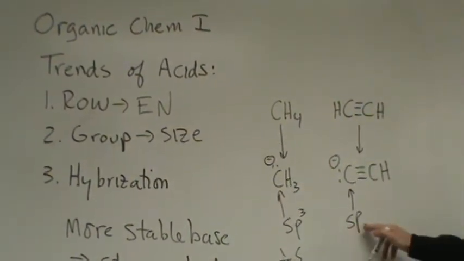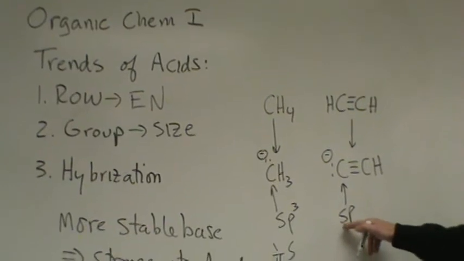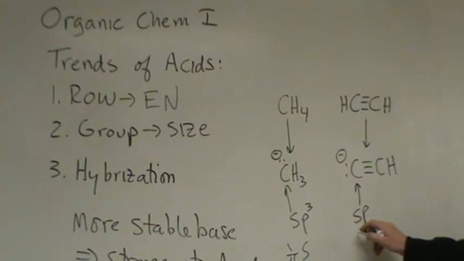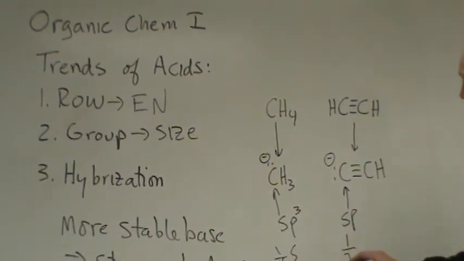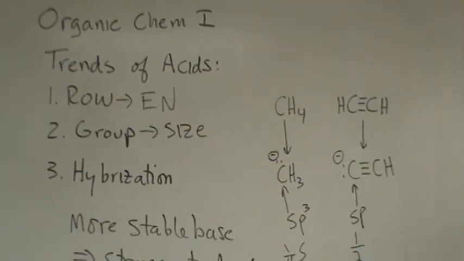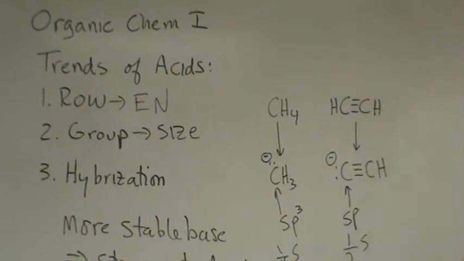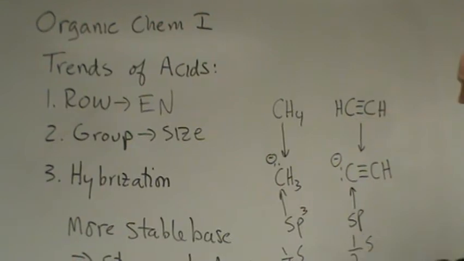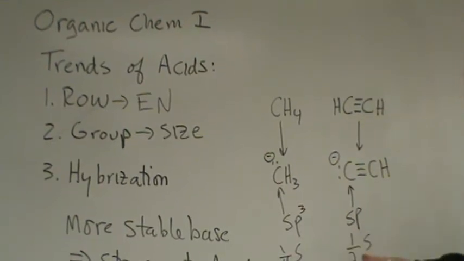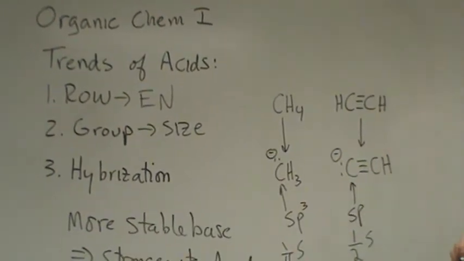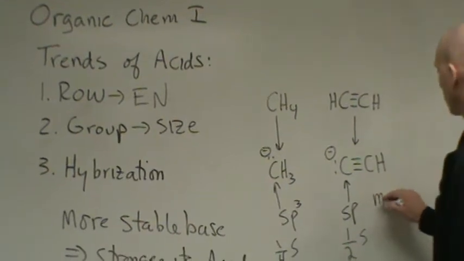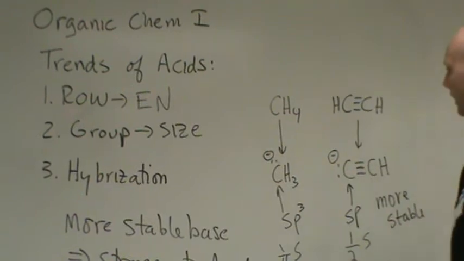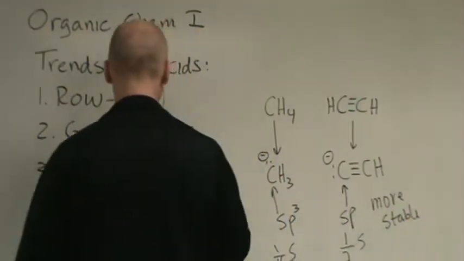Over here for the sp, we have what? 1 and 1 for 2. And so here we have 1 s out of 2 of these letters. So we have 1/2 s character. Okay? And the theory is that the more s character it has, the more it can stabilize this. Okay, so that's our theory for hybridization.